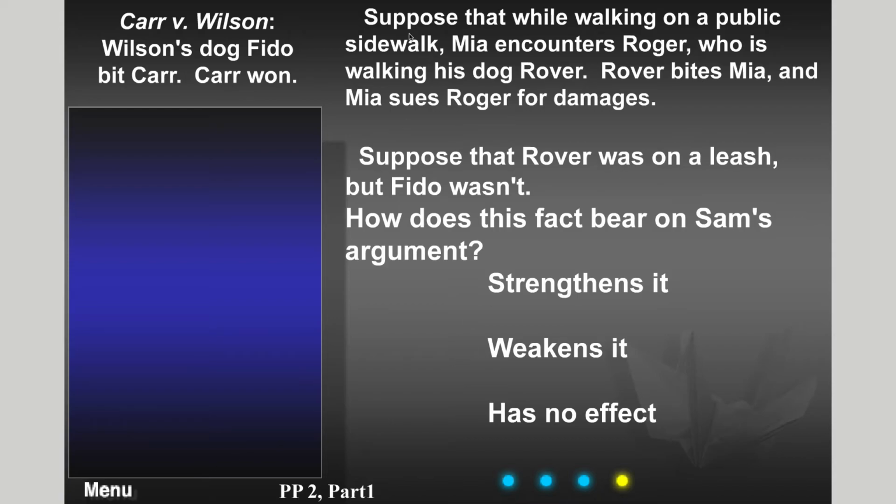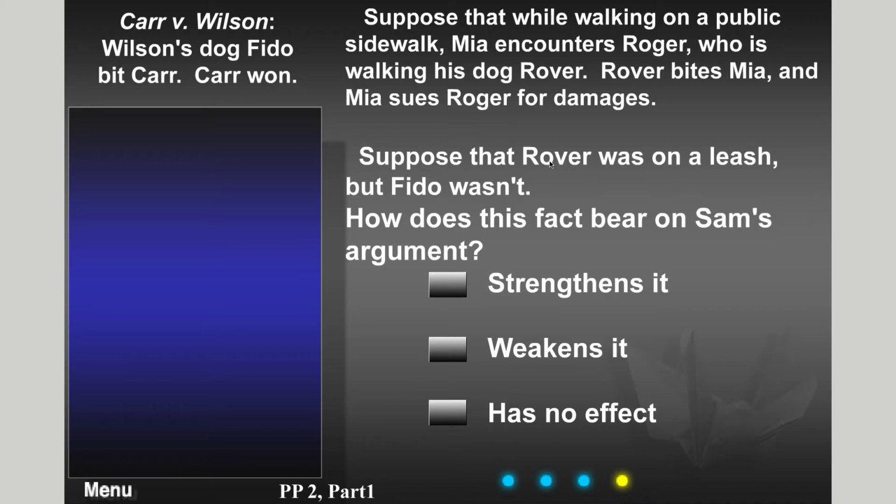So suppose all of this has happened, okay? We have Rover biting Mia. Suppose that Rover was on a leash, but Fido wasn't, right? How does this fact bear on Sam's argument, right? I don't know how this bears on Sam's argument because we seem to be having Roger and Mia, okay? So we don't have Sam's argument. What we have is, how does this bear on Mia's argument for suing Roger for damages, right? So Rover was on a leash. Fido, in this case, was not.